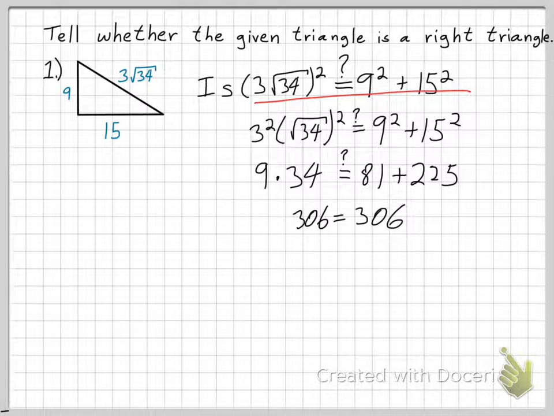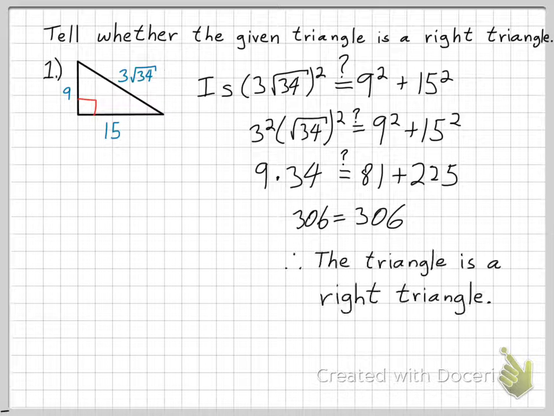So then 3 root 34 quantity squared equals 9 squared plus 15 squared. That can only happen if this is a right triangle, people. So the triangle is a right triangle. See how that works?